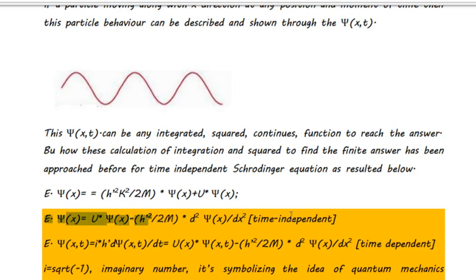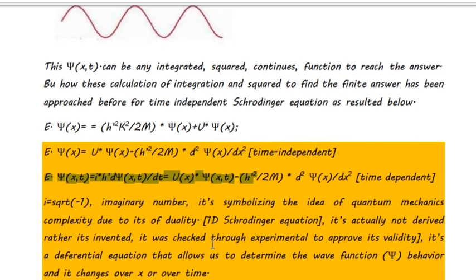So this is the time independent Schrodinger equation. If we are including the time, it will be the time dependent Schrodinger equation, and we are introducing here some different values like i, and this is h bar, which is Planck's constant divided by 2 pi, which is 1.06 times 10 to the minus 34 joule second, and this is the derivative of the wave function with respect to time, and this is the potential energy of that moving electron in the 1D x direction.